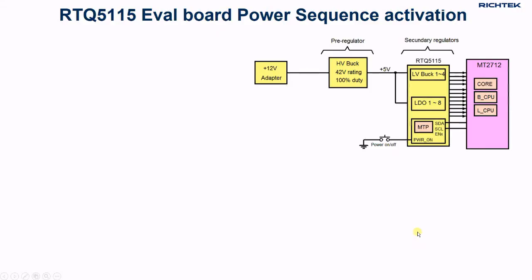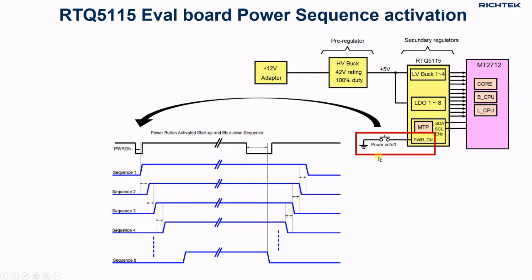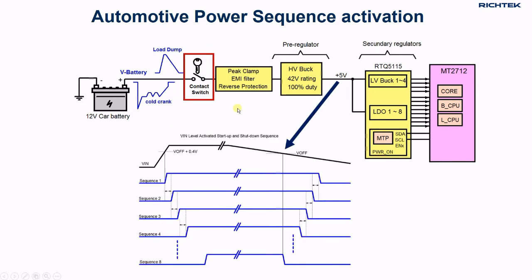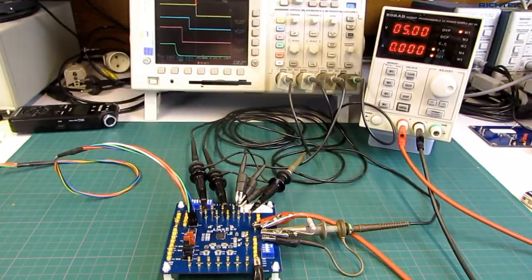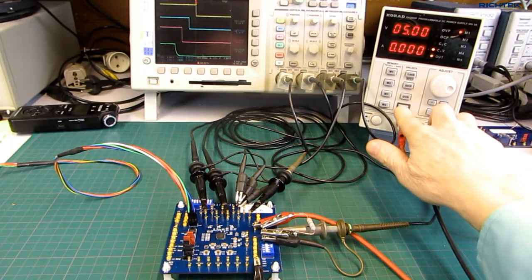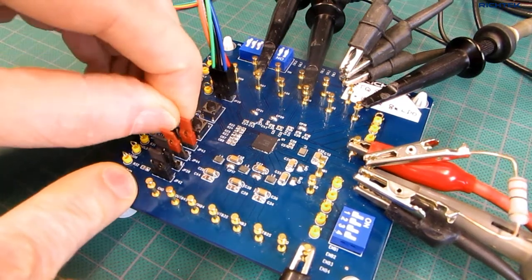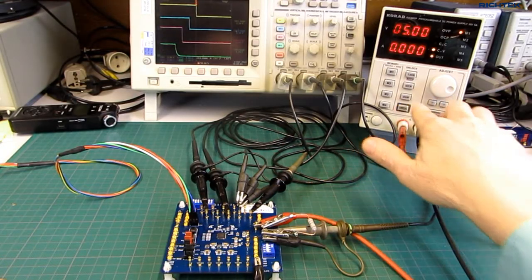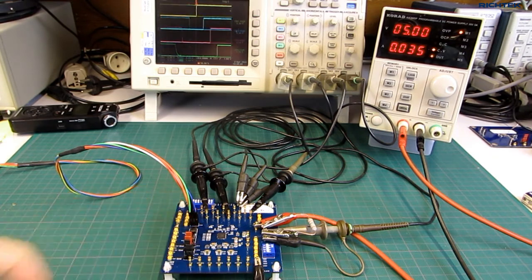For the MT2712 evaluation board, the power sequence is activated by pressing the power button. But in the final automotive application, the MT2712 power-up sequence should be started when the battery voltage is applied to the board. Let's reprogram the MTP memory to accomplish this. First, we remove the power, then we set the MTP write protection pin jumper from low to high. Now we can switch on the power and press the power button.